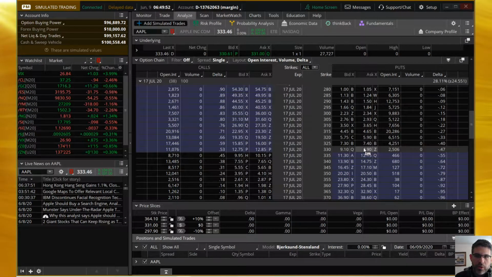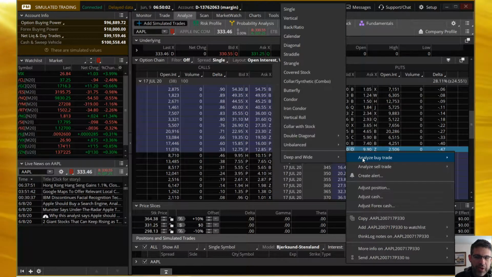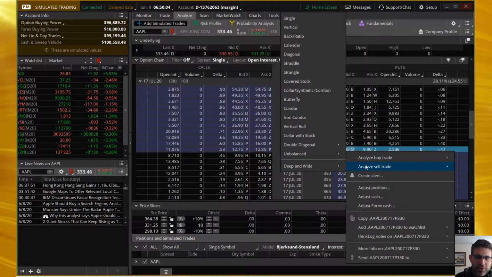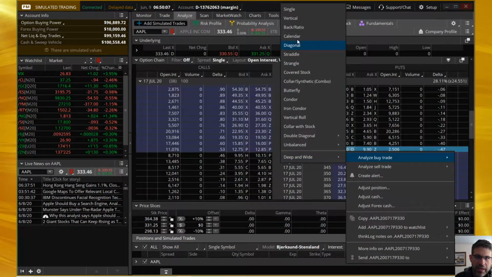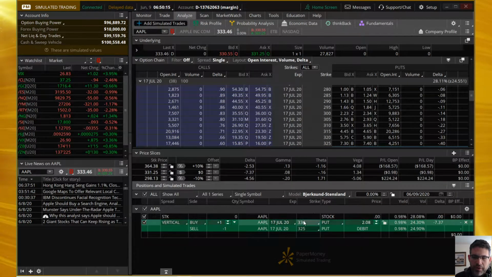So I'm going to right click anywhere, it doesn't matter. I'll show you that you can't do it wrong. Right click here and choose Analyze Buy Trade. Normally we would go to this Sell Trade and choose vertical. Here we're doing Analyze Buy and vertical. And I think this is going to build us exactly what we want, but we'll take a look. We're looking for the long 330 and the short 325. And there it is. Awesome.